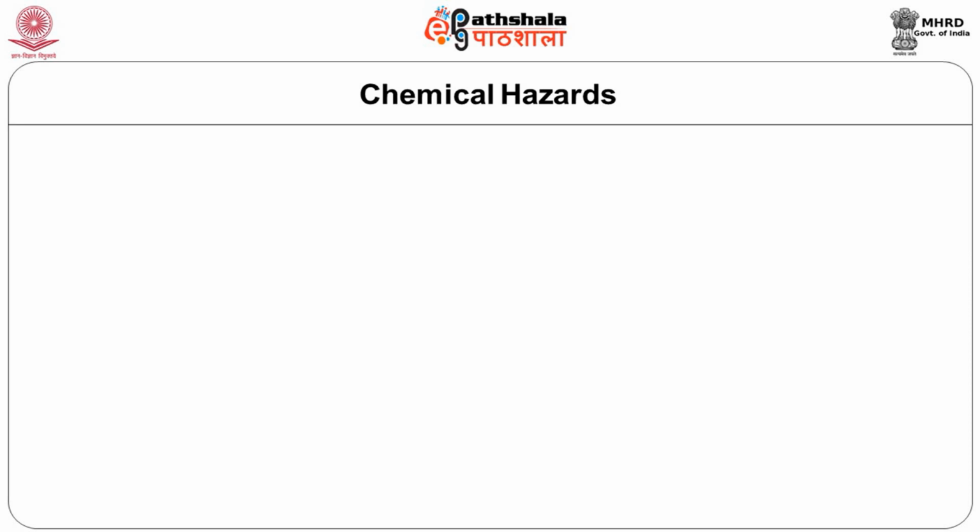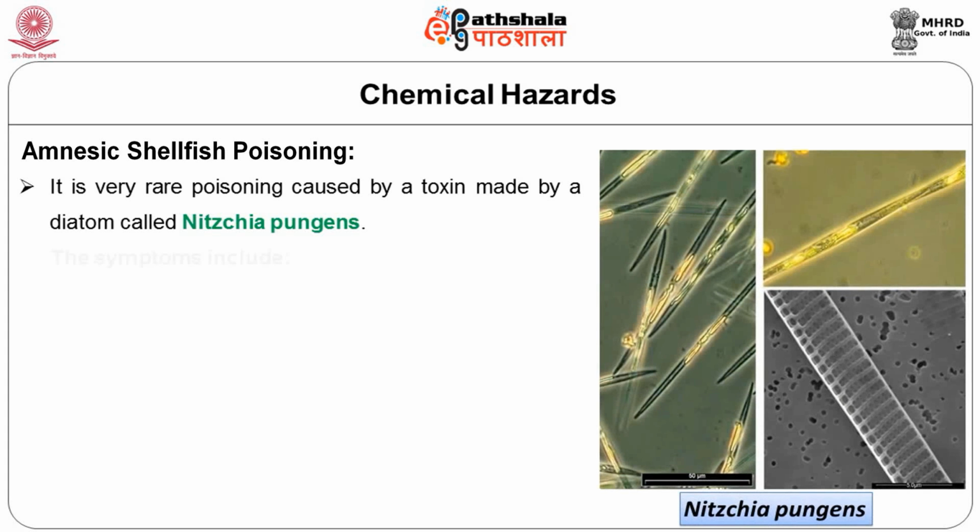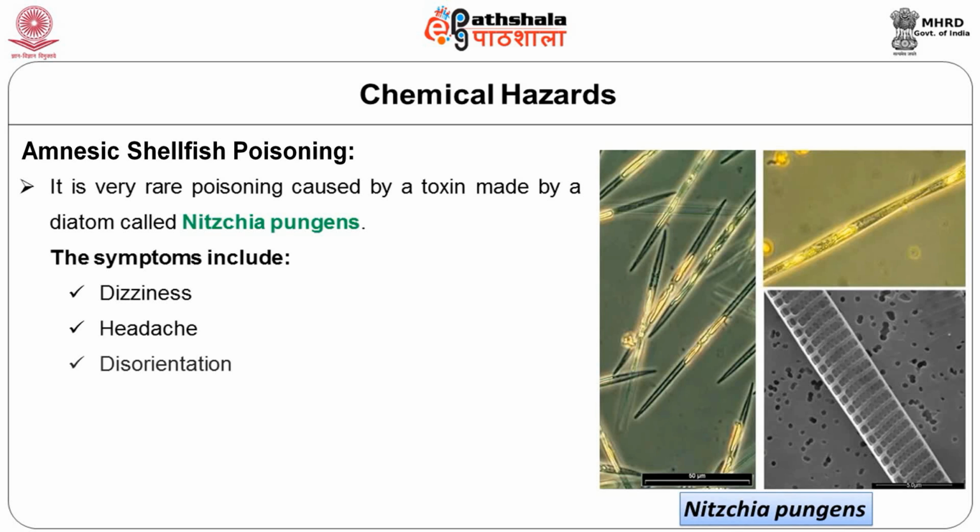The last among these marine shellfish poisonings is amnesic shellfish poisoning. It is a very rare poisoning caused by a toxin made by a diatom called Nitzschia pungens. Ingestion of these diatoms by mussels and subsequent consumption of such seafood by humans causes this poisoning. Symptoms include dizziness, headache, disorientation and permanent short-term memory loss. In severe poisoning, seizures, focal weakness or paralysis or even death may occur.